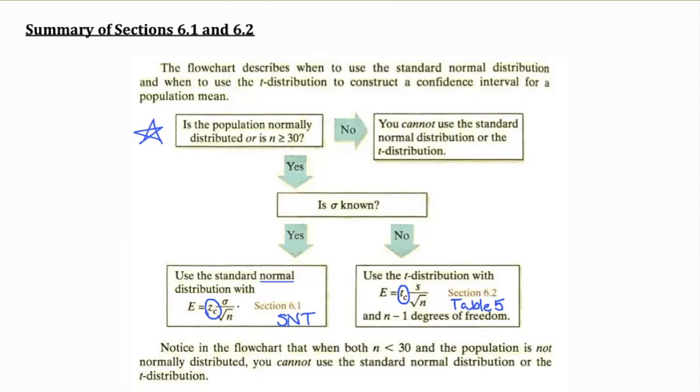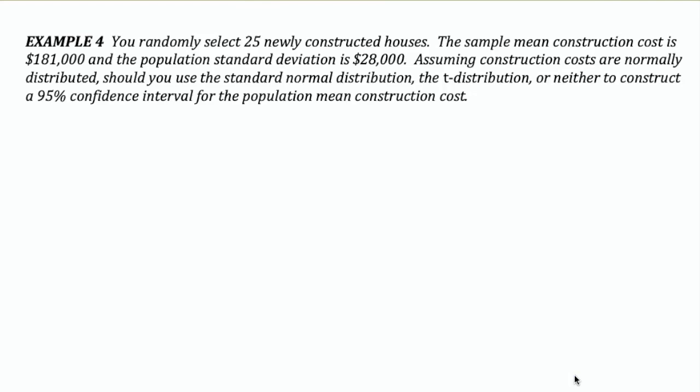And the last example is an example where you have to go through that whole process. You randomly select 25 newly constructed houses. The sample mean construction cost is 181,000, and the population standard deviation, that word's very important there, is 28,000. My sample size again was n. Assuming the construction costs are normally distributed.